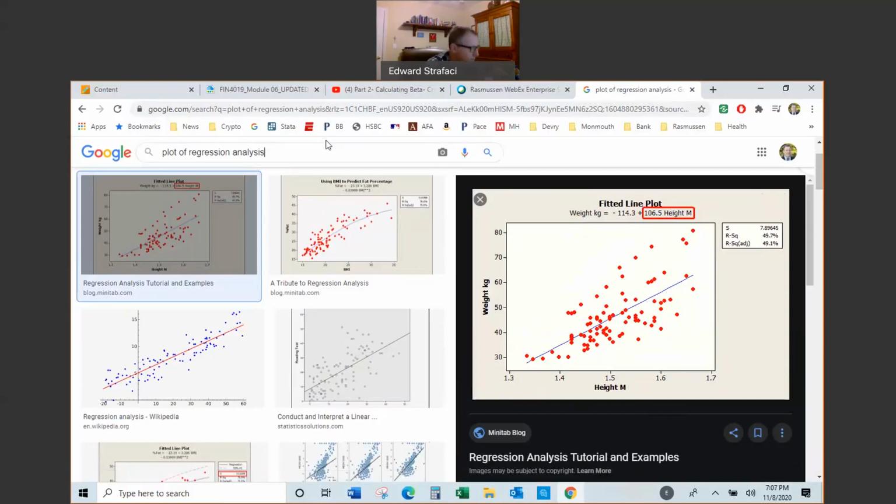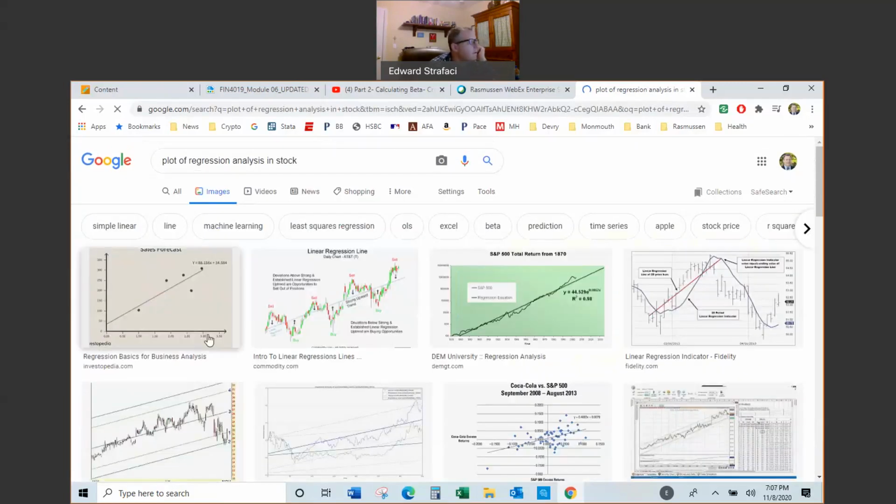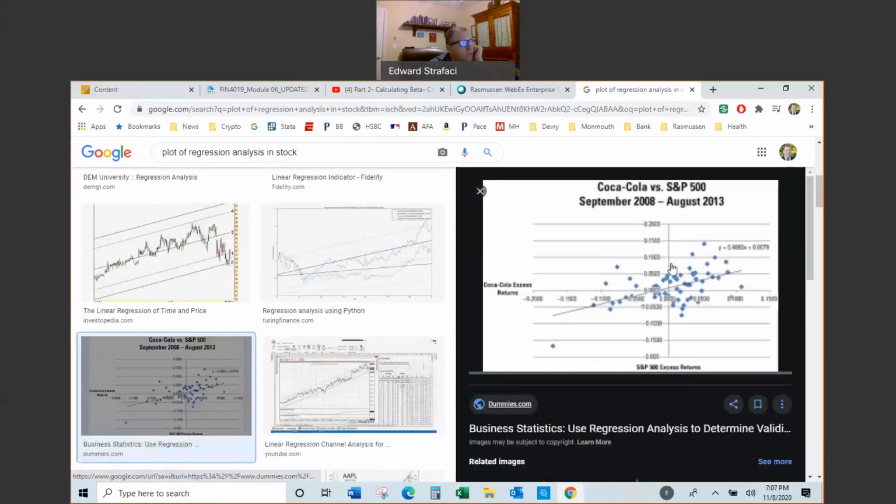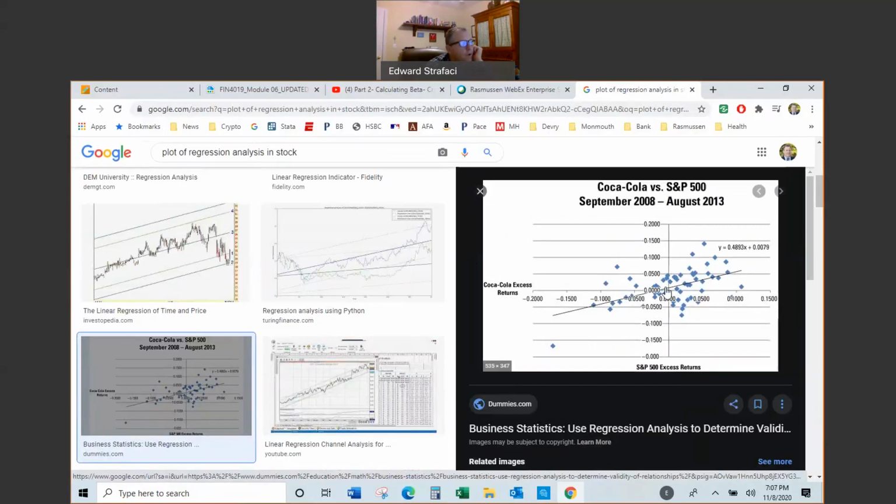Let's see it in a stock. This is Coca-Cola versus the S&P 500. Notice this is a 4-quadrant graph because we will get returns. With stocks, we plot returns. We don't plot stock prices because returns give us a much better way. It's a log normal way of comparing actual rates of return.